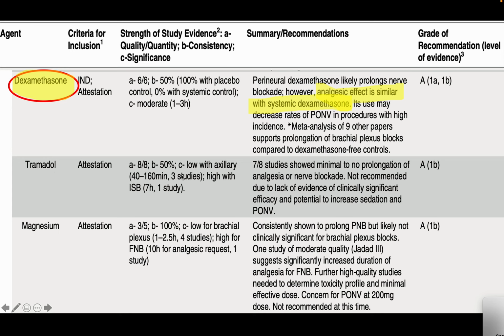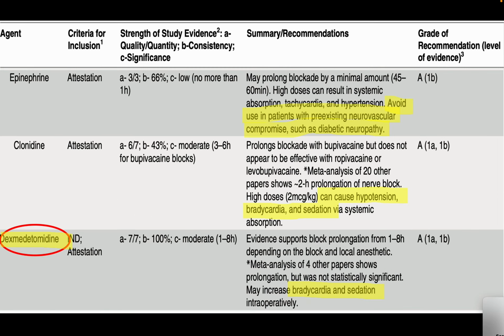We never use tramadol. Magnesium causes nausea, but there are some promising results on the femoral nerve block. You can read this a little bit more. Next one, epinephrine. I will talk about epinephrine on a dedicated separate slide, but I want to point out that the prolongation is minimal here, 45-60 minutes. It prolongs a little bit intermediate-lasting and long-lasting local anesthetic. Does not do much for bupivacaine, but that's important. Avoid use in patients with pre-existing neurovascular compromise, such as diabetic neuropathy, and a lot of our patients do have that, so we hardly ever use epinephrine as an additive, with maybe the exception of dosing of our epidurals.